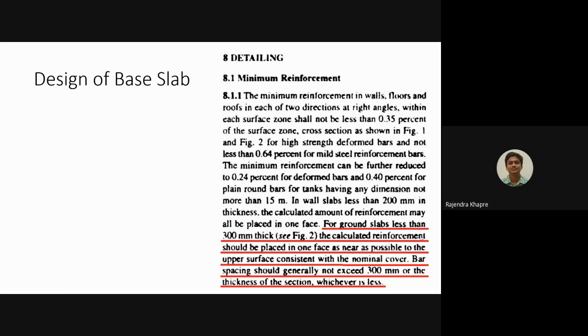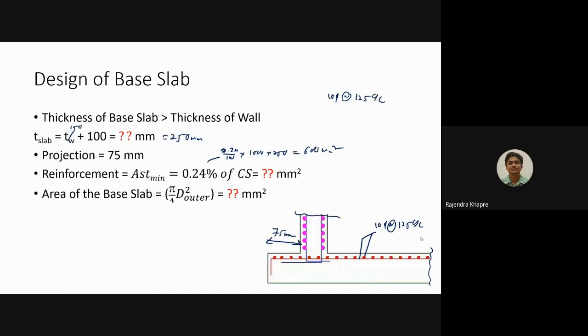Now the same reinforcement can be continued, and then we can go for some checks which we have to perform. For this purpose, we need to find out the outer diameter or the area of the base slab. Here let me draw one more figure for you. So this is your wall. This diameter is basically 6.6, I suppose. Right?